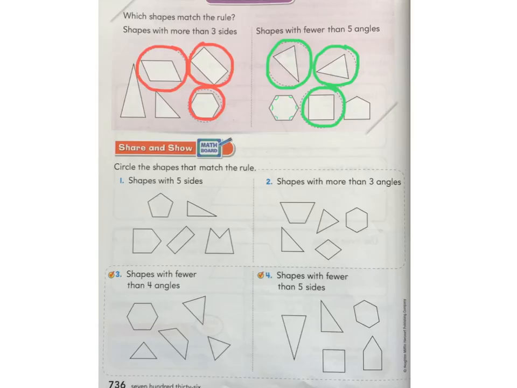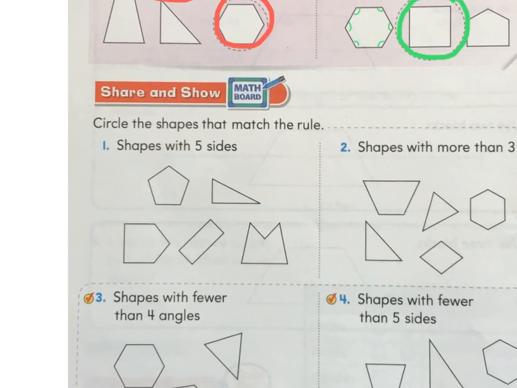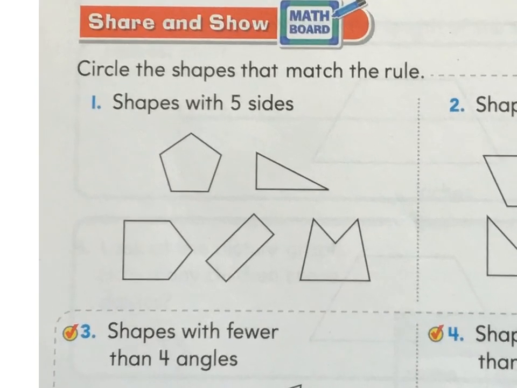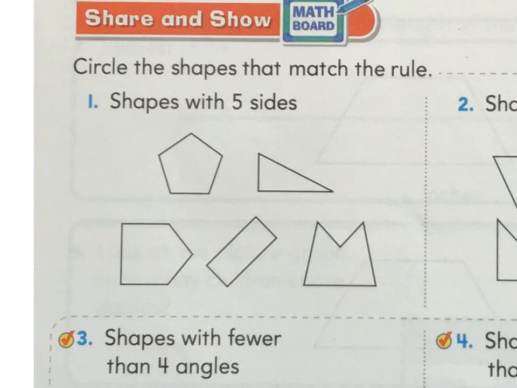All right, let's do the next 4 together. Number 1, they want us to circle shapes with 5 sides. If you like, go ahead and press pause right now on the video and circle shapes with 5 sides, and then you can check your answers with me. All right, now let's go ahead and circle the shapes with 5 sides.